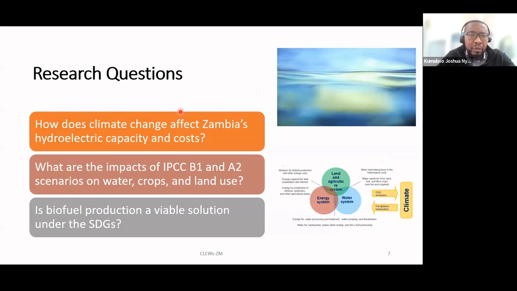Okay, so the research questions are pretty much snappy. We're trying to check how climate change impacts Zambia's hydroelectric capacity and the cost implication for that, and also appreciate some of the climate change scenarios on crops, land use, and water, and then also try to assess the biofuel feasibility and the attainment of sustainable development goals.